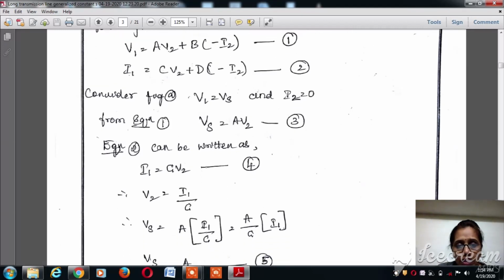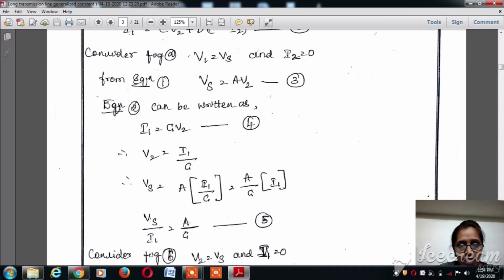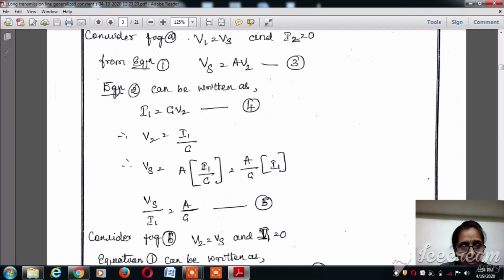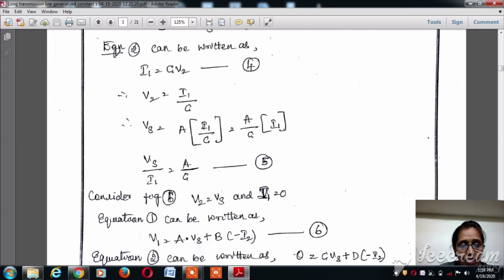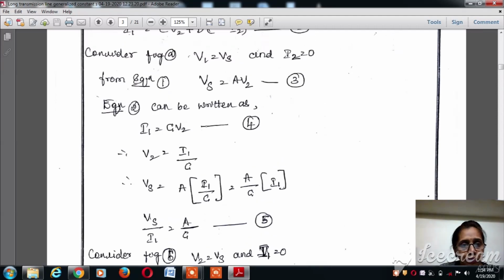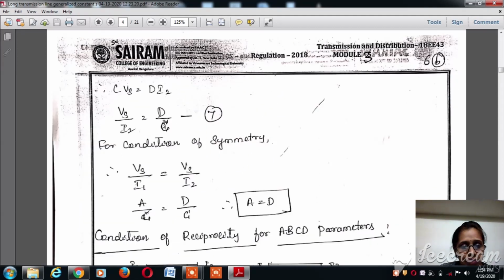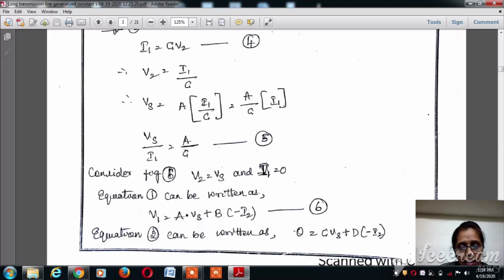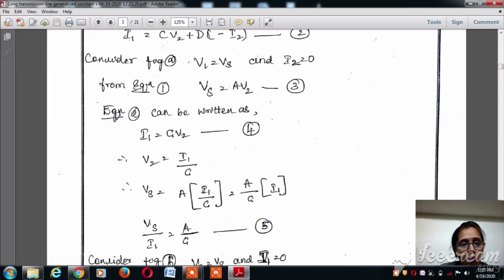Now what is Vs? Vs is equal to A into V2. So A into V2 means A into I1 divided by C, A divided by C into I1. So from figure A, we have written Vs divided by I1 is equal to A divided by C. Now we can see that from figure B, V2 is equal to Vs and I1 is equal to 0.